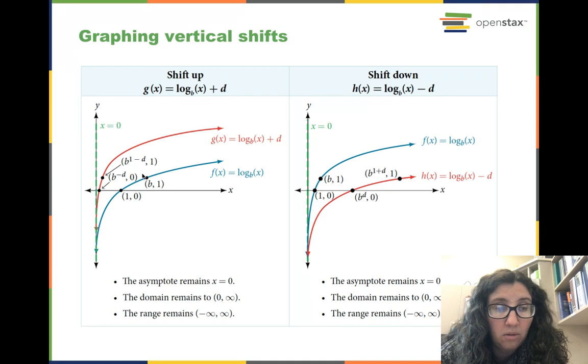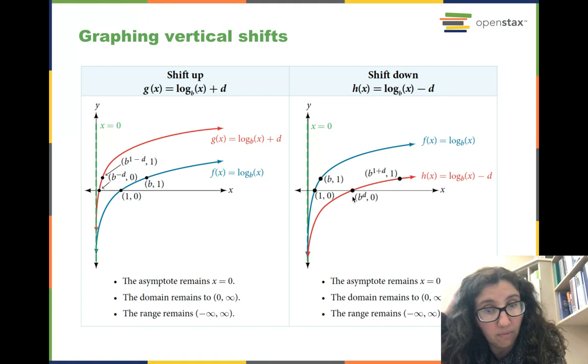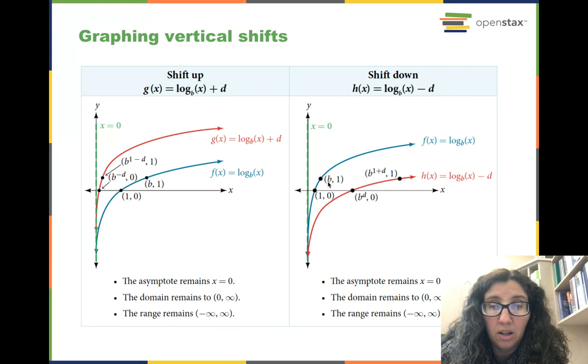We don't have to worry about those points. We would just shift this 1, 0. It would still be at 1, d. And this one, from b, 1, would go to b, 1 plus d, right? And if we shift down, it's going to be the same.